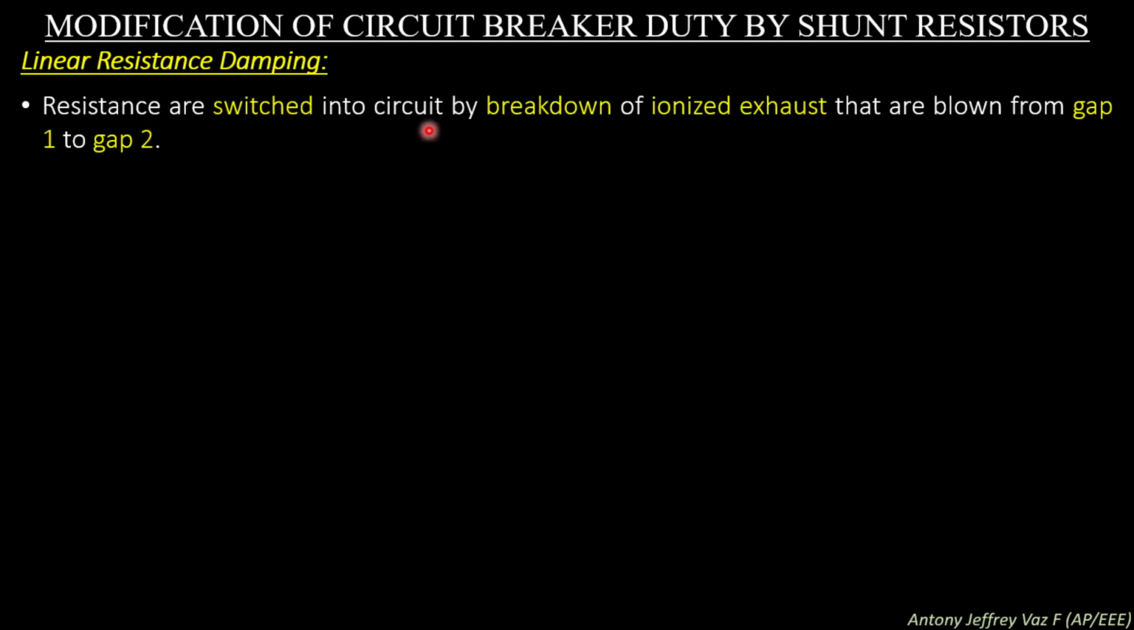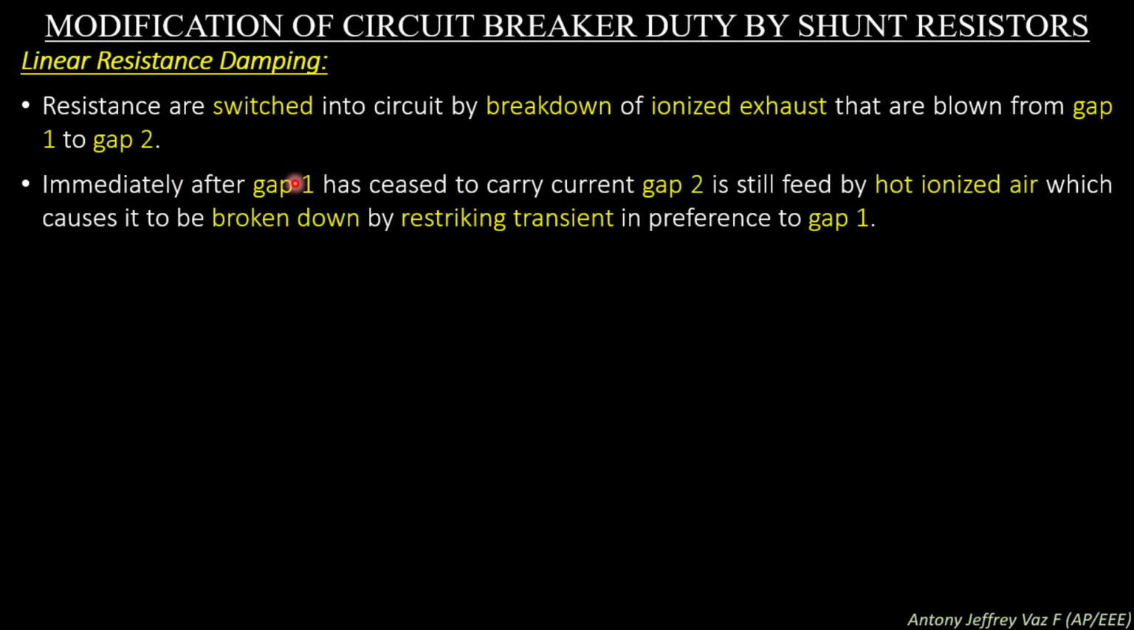Resistances are switched into the circuit by breakdown of ionized exhaust that is blown from gaps 1 and 2. While an arc is being interrupted, the ionized gases which are created tend to decrease the capacity of the arc, so that the resistance will be automatically added across gap 1 and gap 2. So the arc current will flow through the resistance as well as through the ionized particles present in gap 1 and gap 2. Immediately after gap 1 has ceased to carry current, gap 2 is still fed by hot ionized air, which causes it to be broken down by the restriking transient in preference to gap 1.